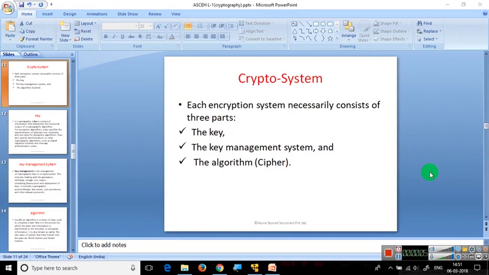This is the cryptography tutorial, and in this module I am going to explain what a crypto system is. Each encryption system necessarily consists of three parts. The first one is the key, then the key management system, and then the algorithm. So the first thing is, what exactly is a key?